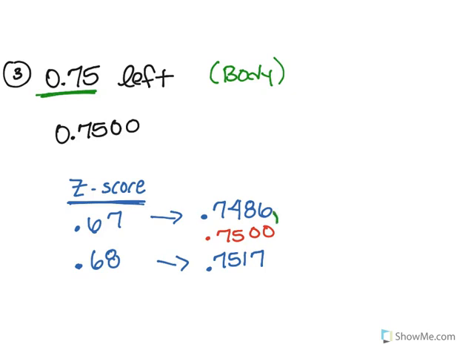And then we do that whole, okay, who's the closest? So 0.7486 is going to be 14 numbers of a difference, versus the 0.7517 is 17 numbers of a difference. So we're going to go with 0.67 as the z-score because that measurement is closer than 0.68's measurement. So that's the z-score that we're going to go with.